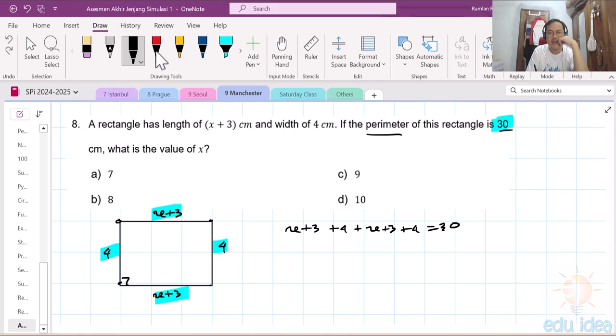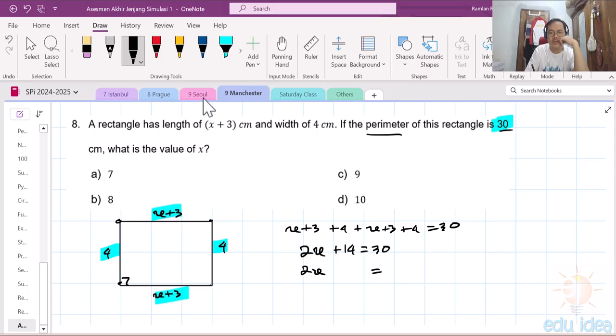Okay, so if we add them together here, we have 2x, because x plus x equals 2x. And then we have 3 plus 4, 3 plus 4, that will be 7 plus 7, which is equal to 14. So, 2x plus 14 equals 30. You only need to solve this equation.